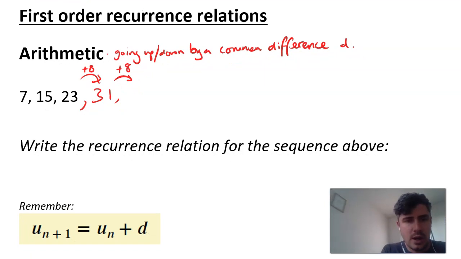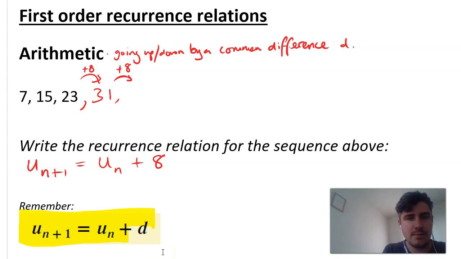So in order to find the next term, UN plus 1, that means the next term, you have to use the term that you're on, so UN, and you have to add 8. So the general formula for an arithmetic sequence is down here. UN plus 1 is always going to be equal to UN plus D. Now obviously if D is negative, you'll be taking away a common difference instead.